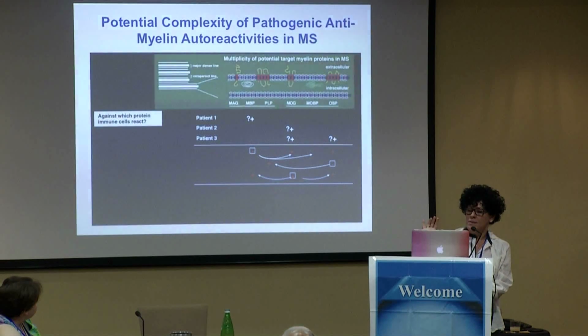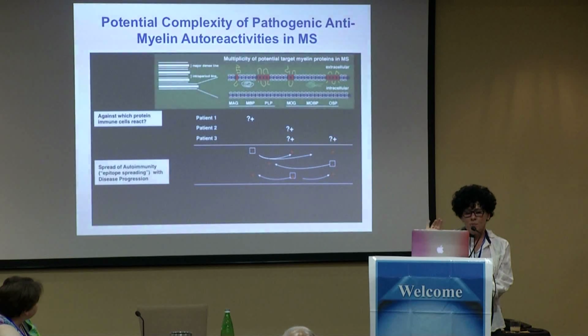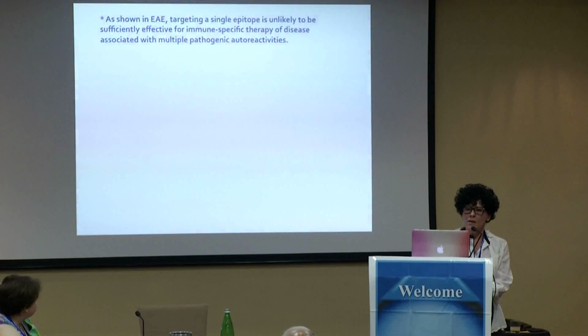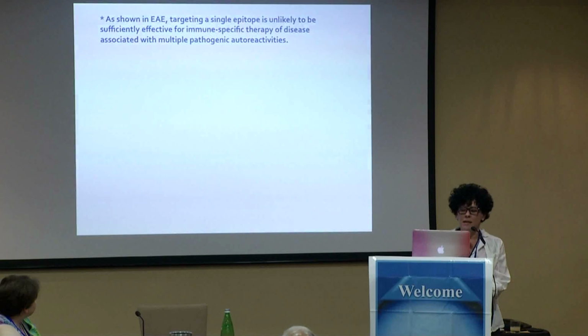However, if one tries to analyze the primary target antigen in one patient, with time, as the disease progresses, the target may change or expand to other antigens due to autoimmunity. And this all imposes major difficulties for immune-specific therapy of MS. So, as shown in EAE in our and other labs, targeting a single epitope is unlikely to be sufficiently effective for immune-specific therapy of a disease that is associated with multiple pathogenic autoreactivities.